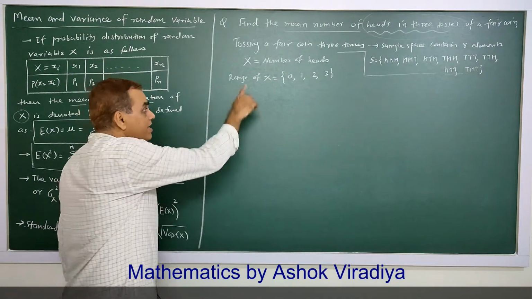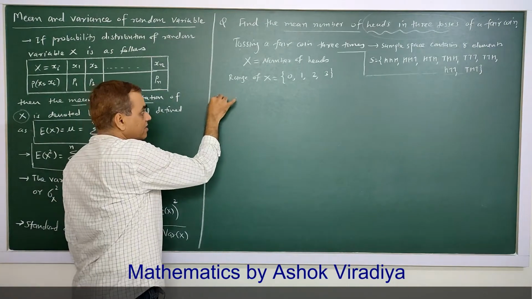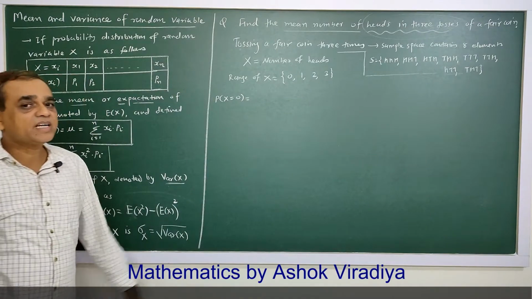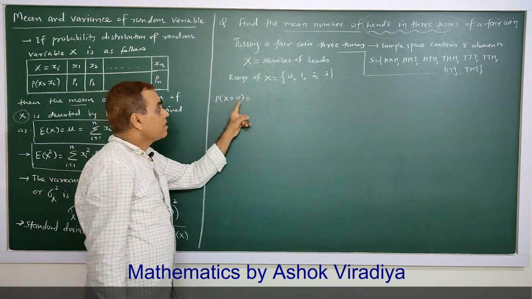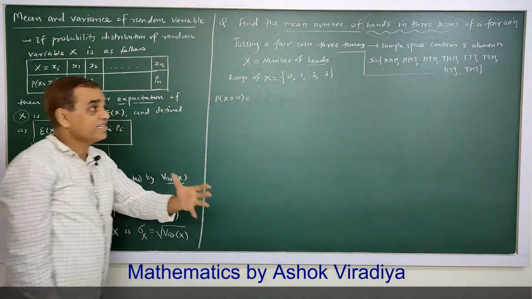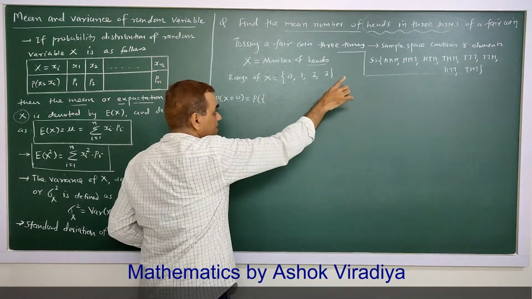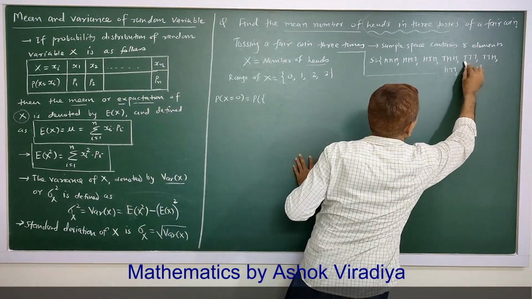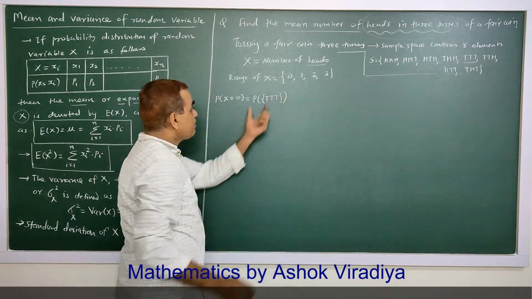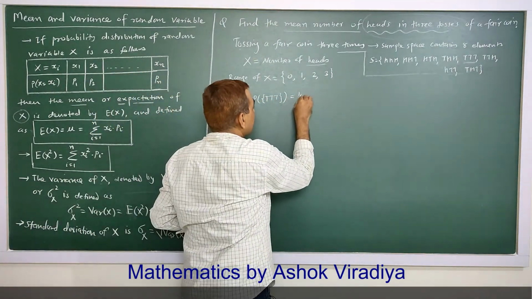Now we find the probability of these numbers. Probability that x takes value 0, that is equivalent to saying number of heads is 0. X means what? Number of heads. So that means the probability of this event, where number of heads is 0. So the probability of occurrence of this event, when this event occurs, number of heads is 0. So its probability is 1 by 8.